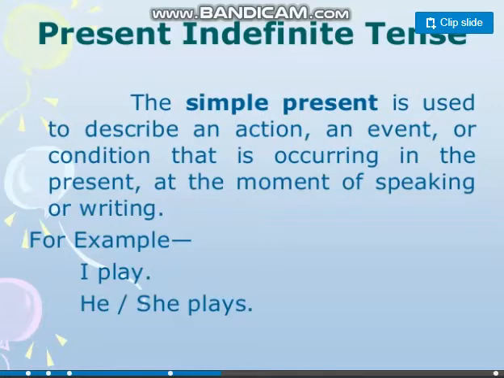For example, I play, he or she plays. So here you can see that the playing action is happening at the same moment of the speaking or of the writing. That's why we use simple present tense for it.